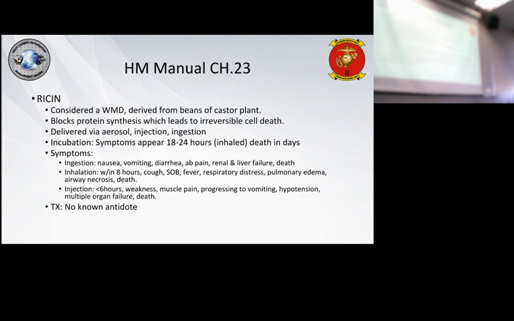Alright. Ricin is derived from beans of castor plants. They block protein synthesis that kills your cells. Delivered as aerosol or ingestion. Symptoms appear 18-24 hours when inhaled and death in days. Symptoms of ingestion, basically like the other ones: nausea, vomiting, diarrhea, abdominal pain. Inhalation, within 8 hours you're going to have the cough, shortness of breath, fever, airway necrosis, and then death. Injection, less than 6 hours: weakness, muscle pain. The treatment, no known antidote. Next.